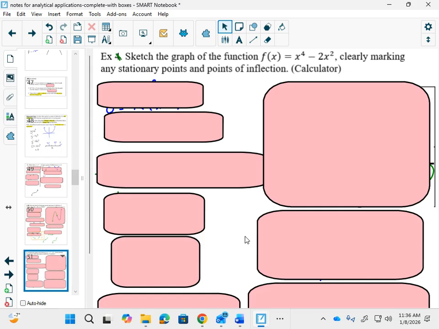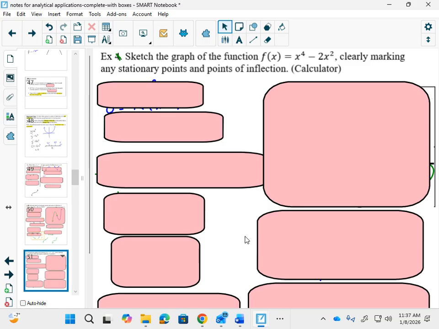Process-wise, talk about when you're asked to sketch a graph with calculus. You're going to find your first derivative, draw its sign diagram, and that's going to tell you all of your local mins and local maxes. Then you're going to do your second derivative and its sign diagram. That's going to tell you all of your inflection points. Once you have all of your maxes and mins and all of your inflection points, you'll be able to graph it clearly. Other things that are nice to put on graphs, if you can, are x-intercepts and y-intercepts. Sometimes you can do them without a calculator, sometimes you need a calculator.